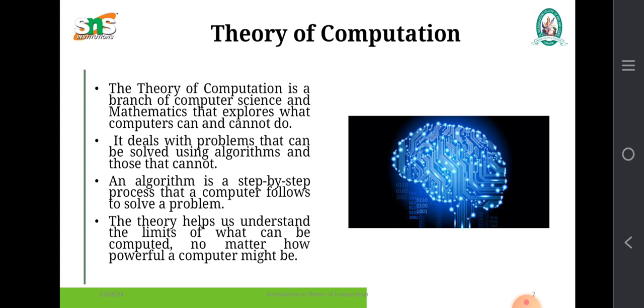The theory of computation is a branch of computer science and mathematics that explores what computers can do and cannot do. It deals with problems that can be solved using algorithms and those that cannot. An algorithm is a step-by-step process that a computer follows to solve a problem. The theory helps us understand the limits of what can be computed, no matter how powerful a computer might be.